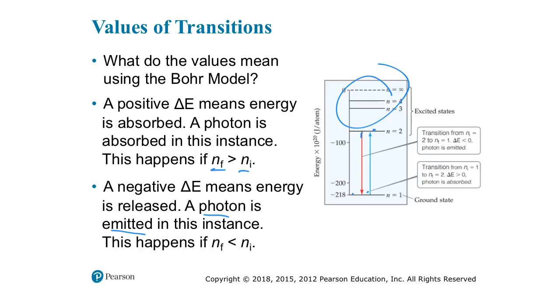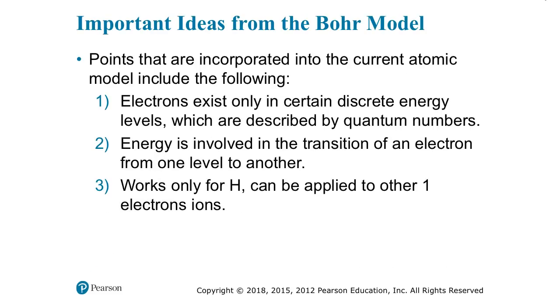So some of the key ideas to summarize for the Bohr model: electrons exist only in certain discrete energy levels. So there is this quantized nature for the energy of the electrons in an atom. Energy is involved as the electrons transition from one energy level to another. Energy has to be absorbed for the orbit size to increase, and energy has to be emitted for the orbit size to decrease.